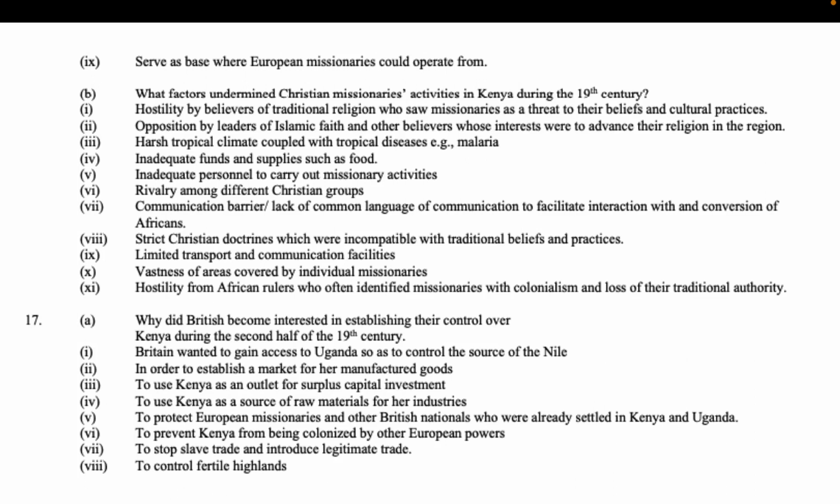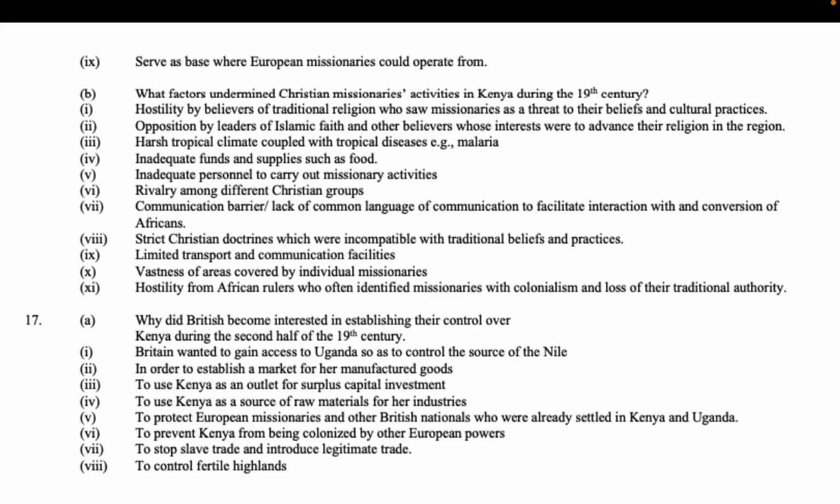B. What factors undermined Christian missionaries' activities in Kenya during the 19th century? Hostility by believers of traditional religion who saw missionaries as a threat to their beliefs and cultural practices. Opposition by leaders of Islamic faith and other believers whose interests were to advance their religion in the region. Harsh tropical climate coupled with tropical diseases, e.g., malaria.